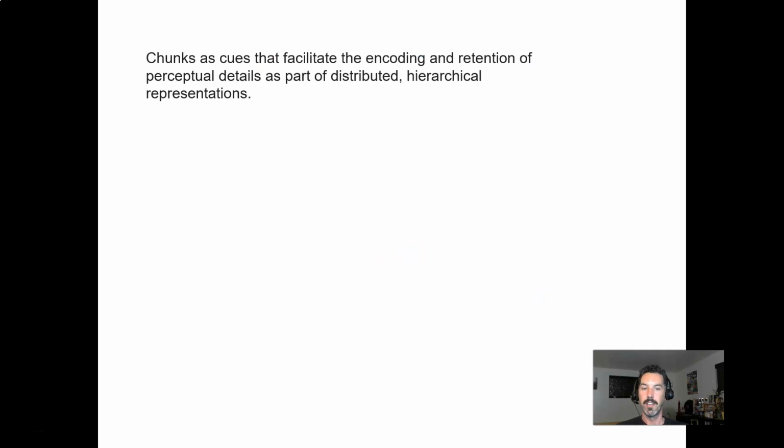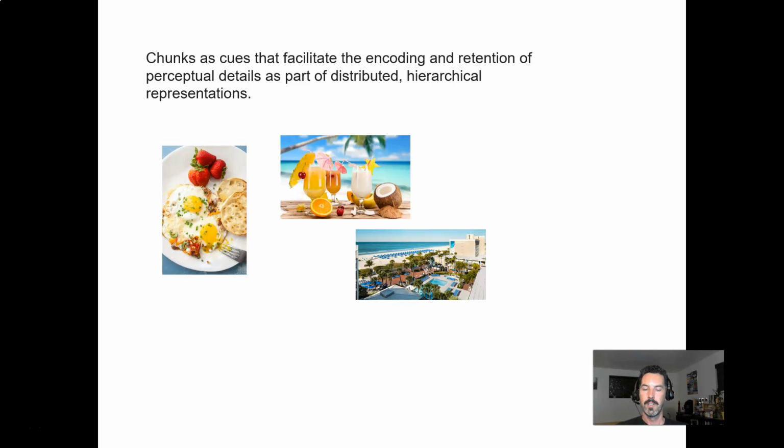We think that this view of chunking as cues that facilitate the encoding and retention of perceptual details, as part of representations that are distributed and hierarchical, can be an important step in understanding the role of chunking more broadly in visual working memory and perception. In real-world perception, we're able to easily make sense of noisy perceptual information by using prior learned knowledge and associations, parsing difficult images like these into separate contained things and contexts.